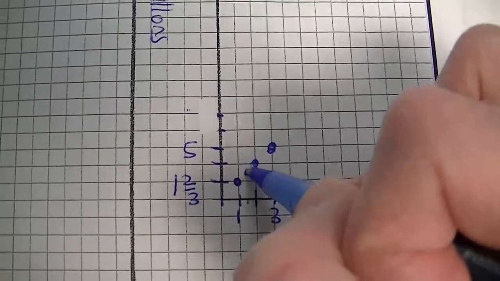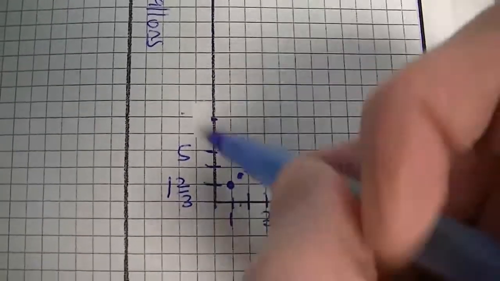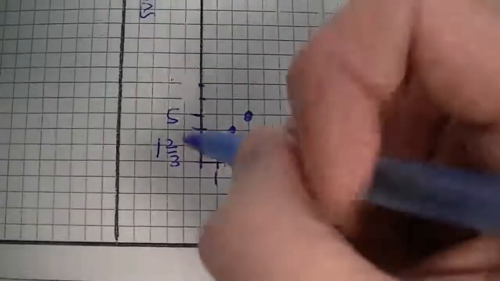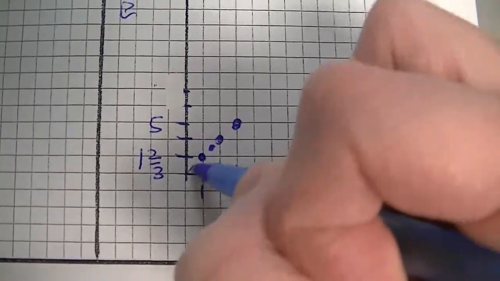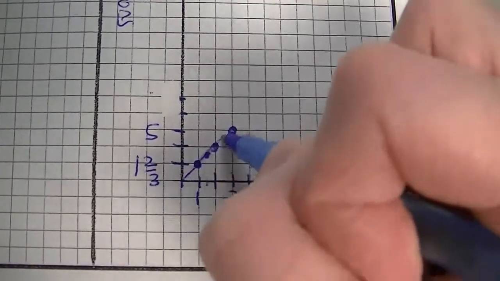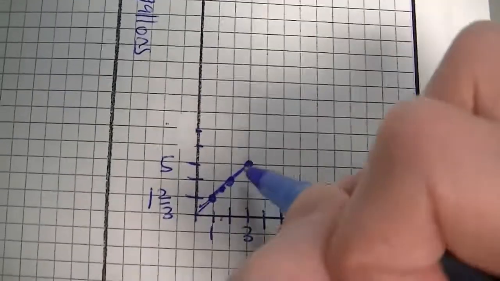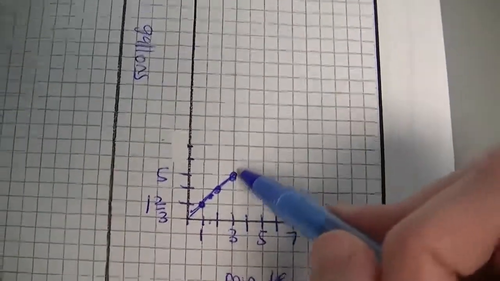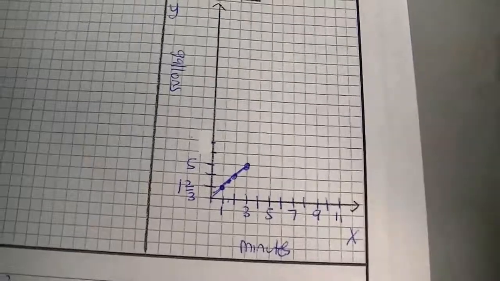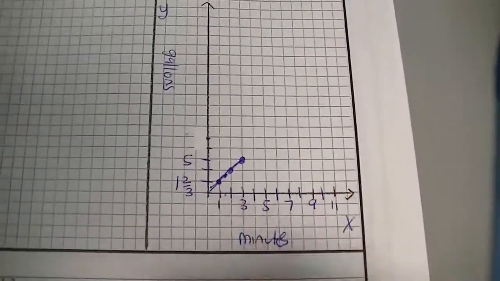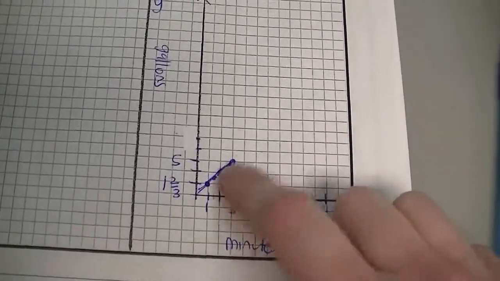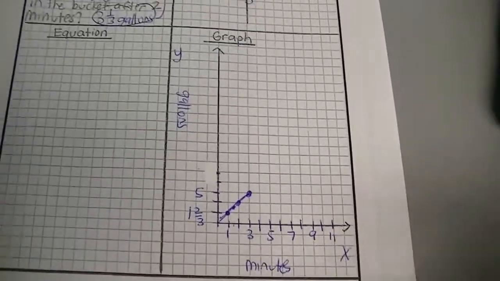And this makes sense to connect it because, like we just found, we can have fractional minutes. And I'm not going to put an arrow because it stops right there. It doesn't keep going because it's only a 5-gallon bucket, okay? But this is a proportional relationship because it's linear and passes through the origin.